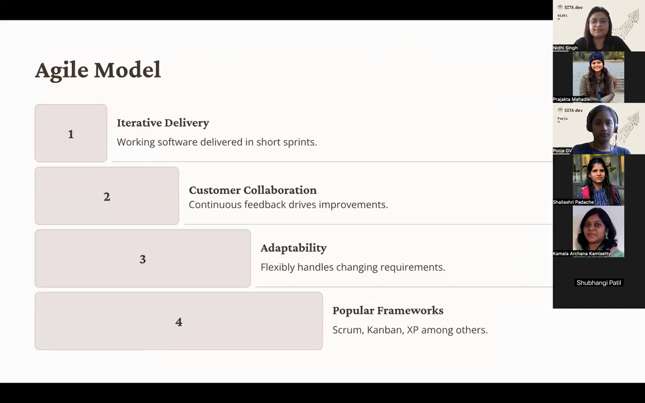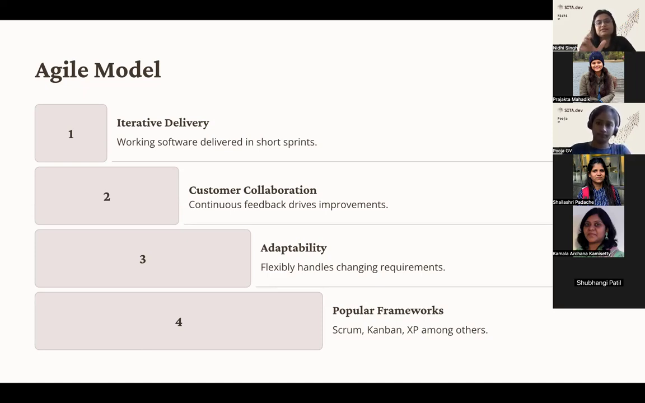Next comes the agile model. This is the most commonly used model across the world. Nowadays, companies are following the agile method only. It is a method where iterative delivery takes place, so the software is delivered in short sprints.